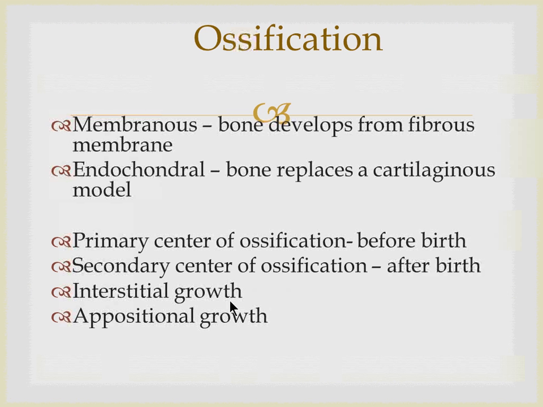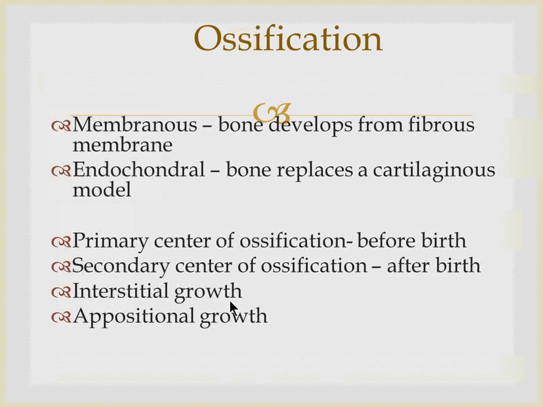Now let's look at ossification. All this while I kept talking about when the bone ossifies, the growth plate is removed. So what is ossification? It's the process where bone is actually formed. And there are two types of ossification that occur in the body. One is called membranous ossification, where bone develops from a fibrous membrane.